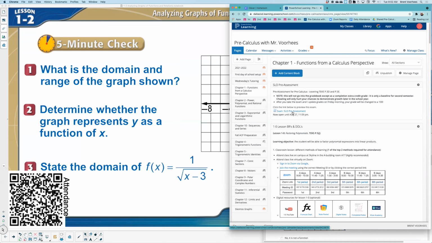You get a completion grade, so it doesn't matter if you get a 0 or a 100. If you take it, your grade is going to be a 100. So don't cheat on that. That's the SLO pre-assessment. That's one of the 3 free 100s you can get.